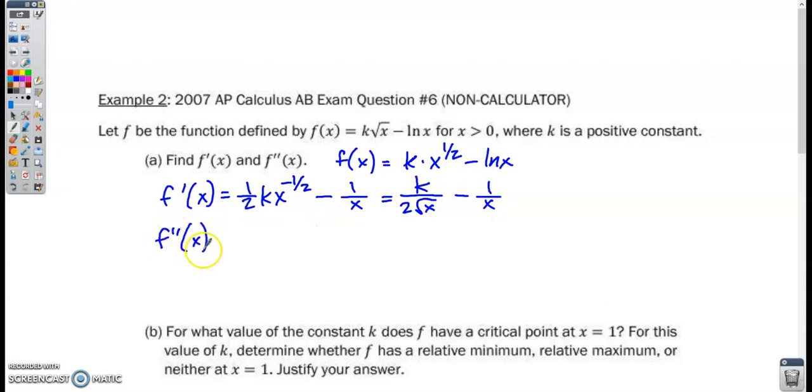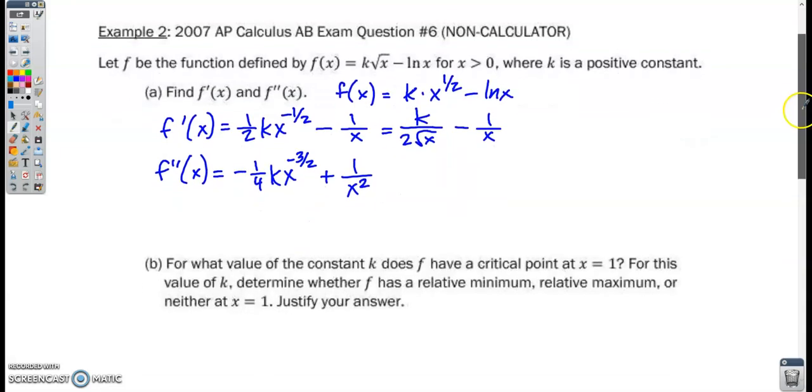And then my second derivative is the derivative of that function, which is going to be negative 1/4 k times x to the negative 3/2 plus 1 over x squared. So that's our derivative and our second derivative. Hopefully you're comfortable enough with derivatives by now that you don't mind that I kind of zoom through that.